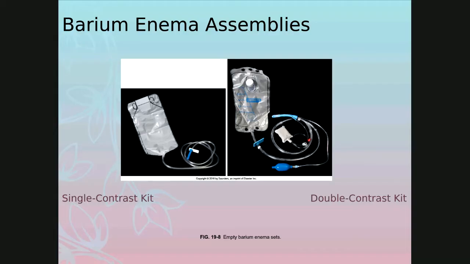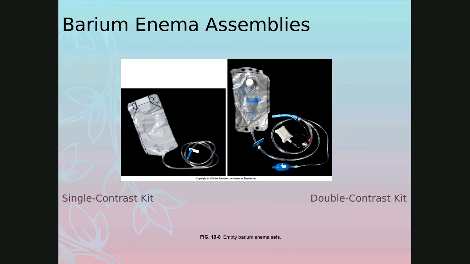As far as what we use, this is a single contrast kit, meaning we have just one bag that holds the barium tubing, and this would connect to the enema tip. And then the double contrast kit, same type of bag to hold the barium, but notice this bulb syringe is also attached to the enema tip. So that is how we get the large amounts of air in there.